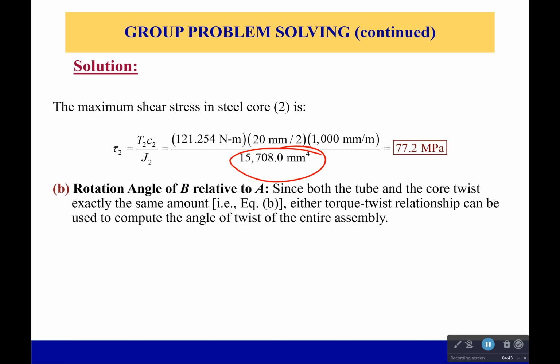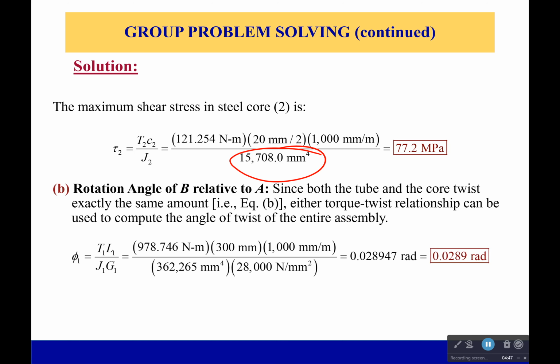Okay, now what about our rotation angle? We know what the torques are. We know everything we need now to be able to calculate this rotation angle. Rotation angle 1 is equal to rotation angle 2, so I can just use one of them. I'm going to use it for aluminum. I plug in my torque and the length, I convert to millimeters, and I make sure that everything else is in the proper units. And what do I get? It's going to turn by 0.0289 radians. So that's it.